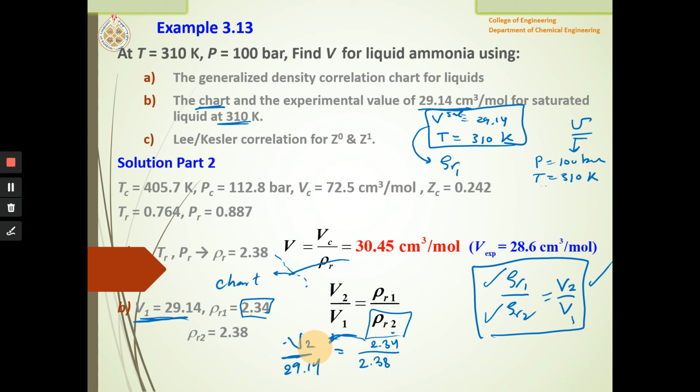Because that method is slightly more complicated than the first method. With part A, you just use the chart once and substitute in V is equal to VC over rho R, or rho R is equal to VC over V. Is the second method clear, guys? Second method is clear?